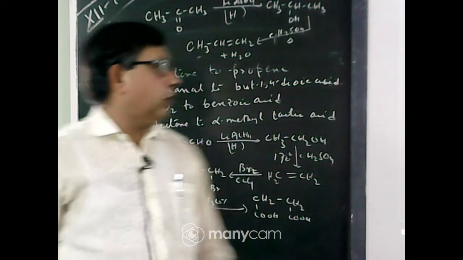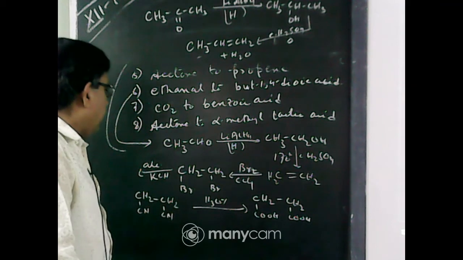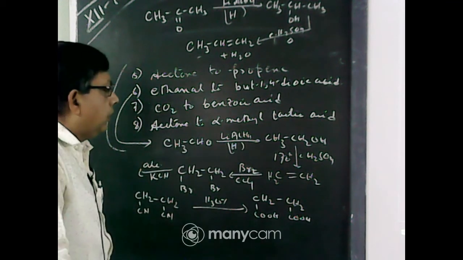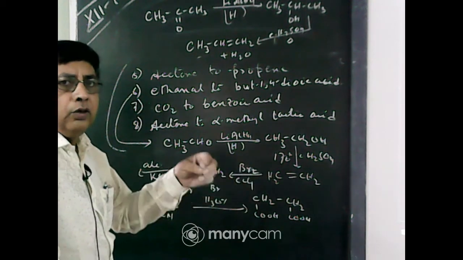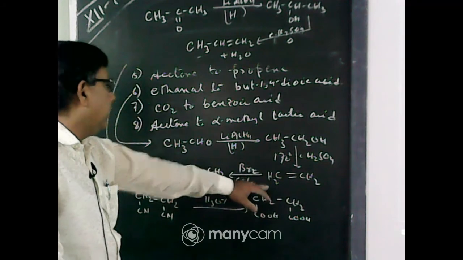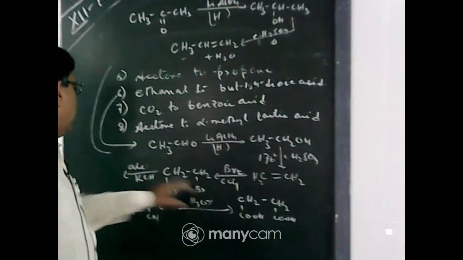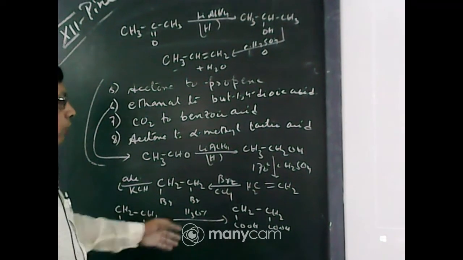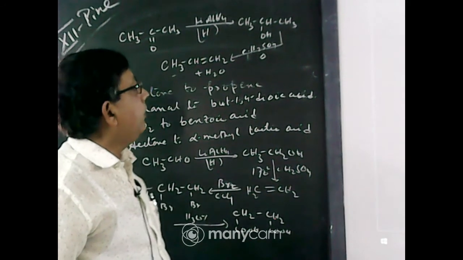Hello student, understood? This is a multi-step reaction, but an important reaction. Aldehyde is first reduced to alcohol, then the alcohol when heated with concentrated sulfuric acid undergoes dehydration to form alkene. Then alkene adds bromine to form an addition product, then nucleophilic substitution reaction by alcoholic KCN followed by hydrolysis. Hello, any problem about this?